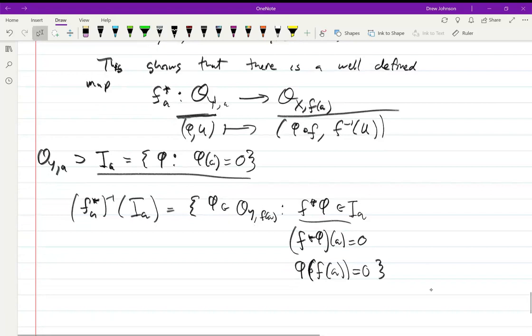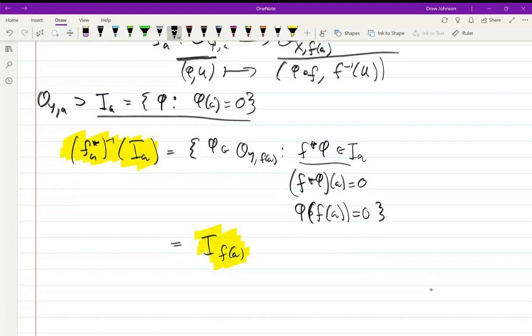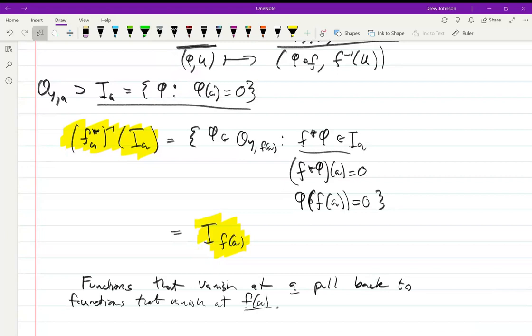Okay, but if you look at this, this is exactly the definition of the ideal of f of a. All right, so that's the fact that I want to highlight, that the inverse image of the ideal of a is exactly the ideal of f of a. So in other words, geometrically this makes sense, right? Functions that vanish at f of a pull back to functions that vanish at a. That's what it's saying geometrically, and that should make sense.